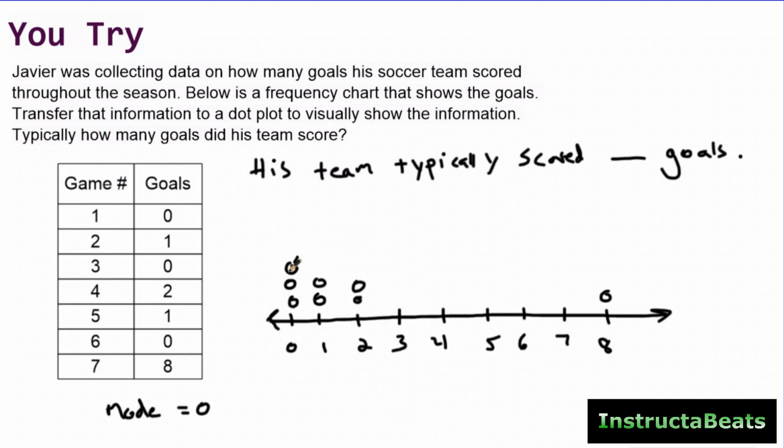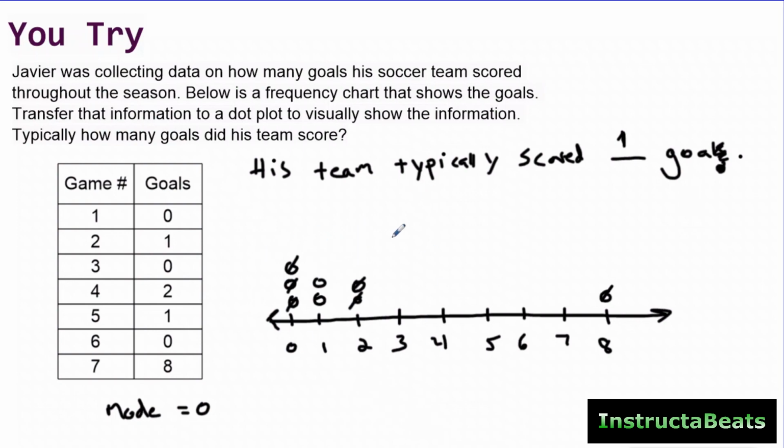And so what I'm going to do is cross them out one goal at a time. There we go. Keep going. I have 2 1s, so obviously the average of 2 1s would be 1. So I'm going to say his team typically scored 1 goal. Get rid of that S to be grammatically correct. And again, I use the median. I'm saying that 1 is the center of his data. We can expect them to typically score about 1 goal.